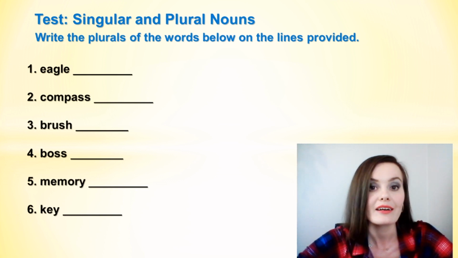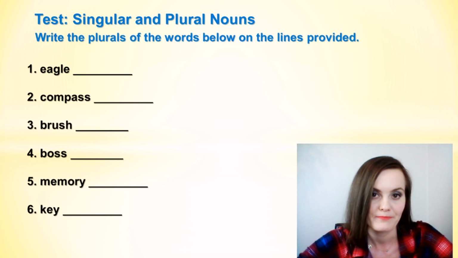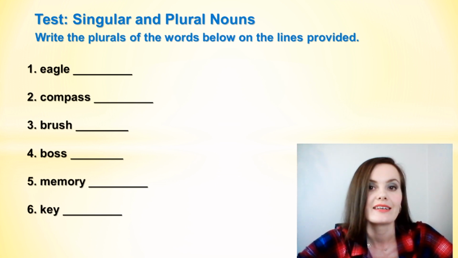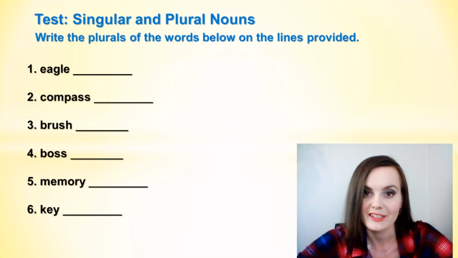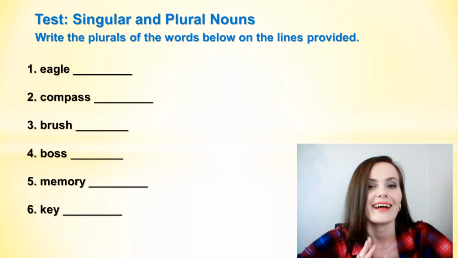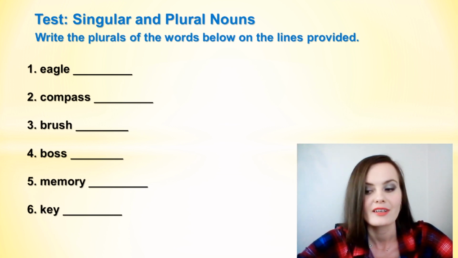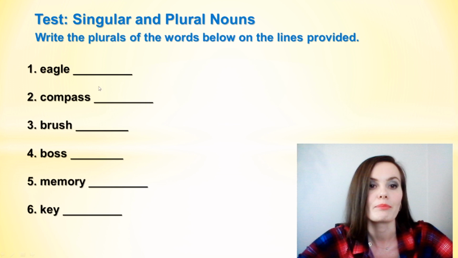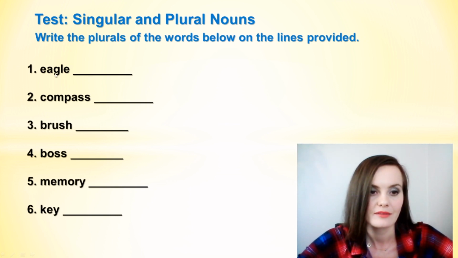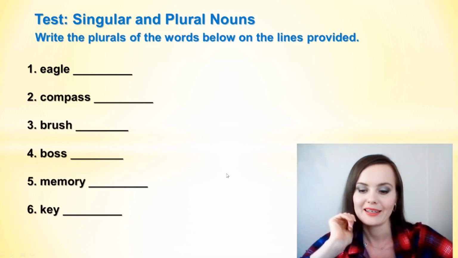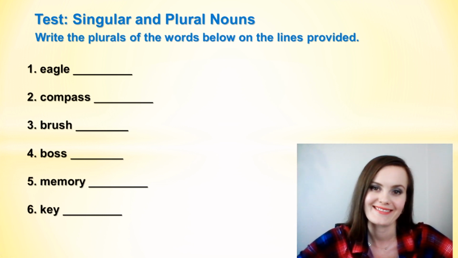So, singular and plural nouns. In this test, I would like you to write the plurals of the words below on the lines provided. So take a moment and record the plural forms of all of these nouns. Make the plural forms. Okay, the words are eagle, compass, brush, boss, memory, and key. Think for a while, and then we will check the answer.